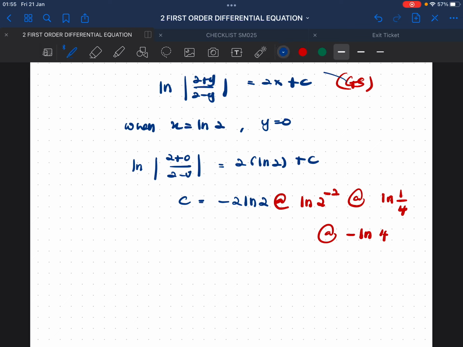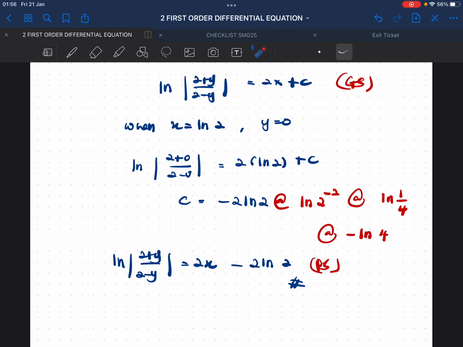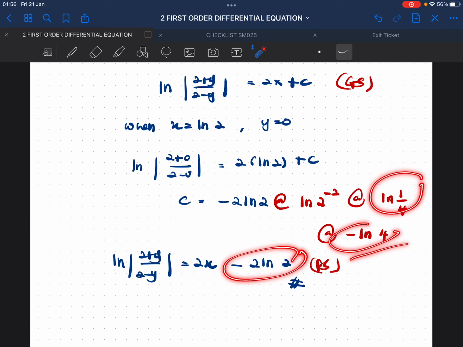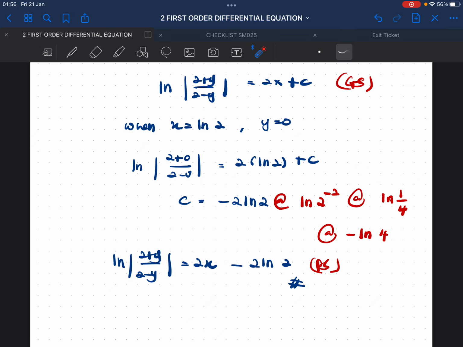So back to the general solution here. Kita tulis the final answer is ln (2 plus y) over (2 minus y) equals to 2x minus 2 ln 2. Okay, so this is our particular solution. Okay, you can write the answer as minus ln 4, correct. You can write the answer as plus ln 1 over 4, correct. Okay, all correct. Basically, if you have ln, maksudnya kalau kamu ada ln dalam soalan tu, the answer might be different from the given answers.